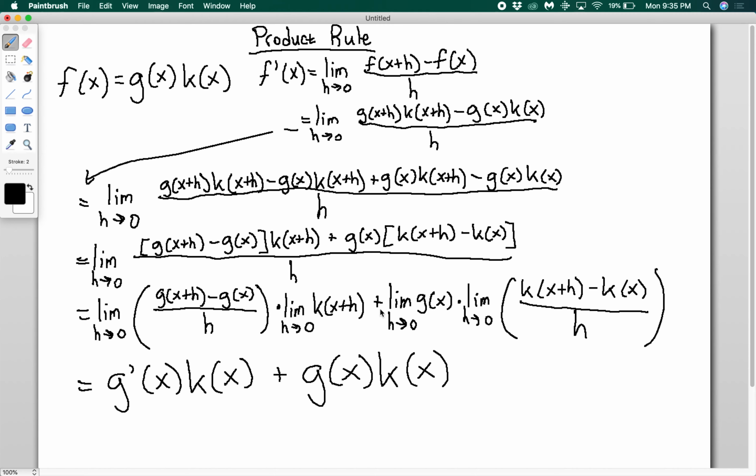This is called the product rule. This says that if I have a product of two functions and I want to find the derivative, there should be a prime here. This is the derivative of k, right? That's what I just said.